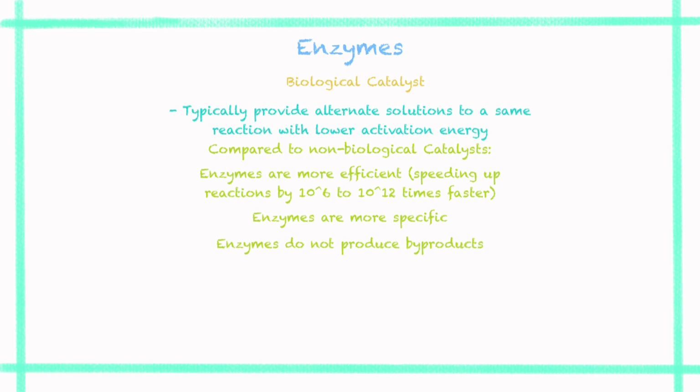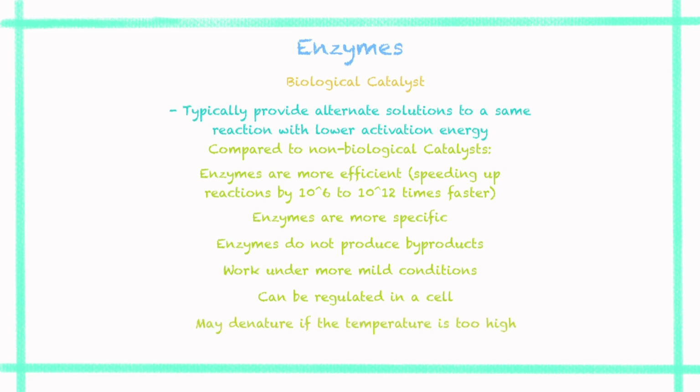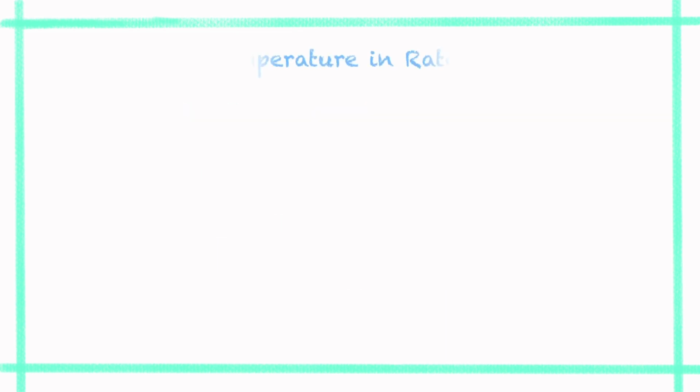In comparison to other catalysts, enzymes work in milder conditions, usually 37 degrees at atmospheric pressure. They can also be regulated inside a cell. And if the temperature becomes too high, the enzyme denatures, which means that it will no longer speed up the reaction at its normal rate. Speaking of temperature, it has a significant impact on rate of reaction.